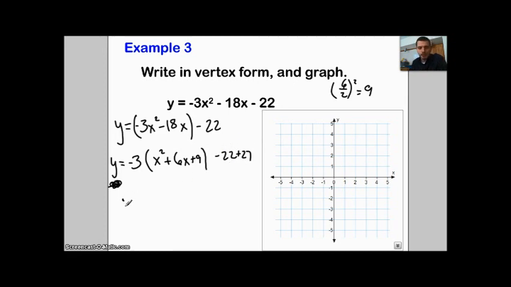So anyway, it'll be y equals negative 3. The perfect square will be x plus 3 squared. Negative 22 plus 27 is plus 5. Let's go ahead and graph it. So again, vertex is going to be negative 3 comma 5. So comma positive 5.